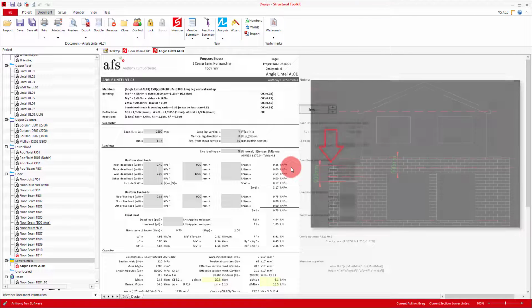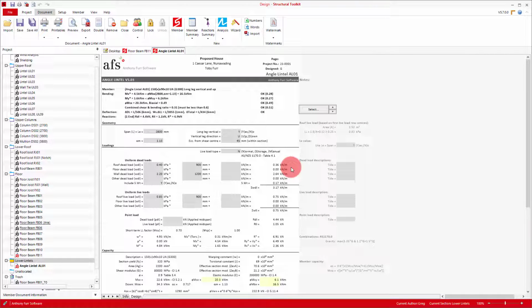Brickwork is 2.2 kilonewtons per metre height for one skin, so we can leave that as the default value here and put in a load width of 900. We'll then delete our UDLs for roof and put in our live load point load of 1.1. We'll select our 90 by 6 equal angle.